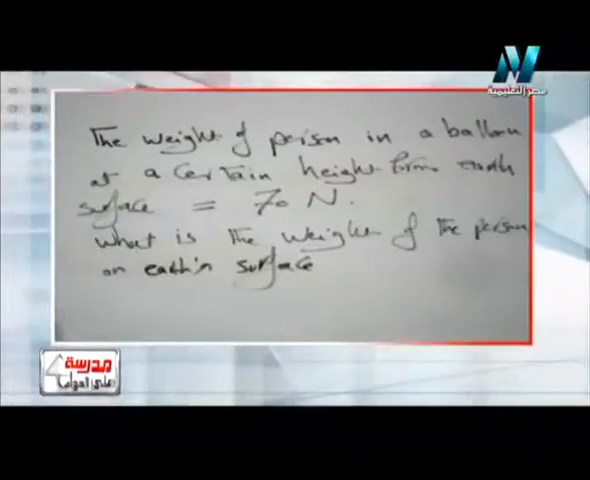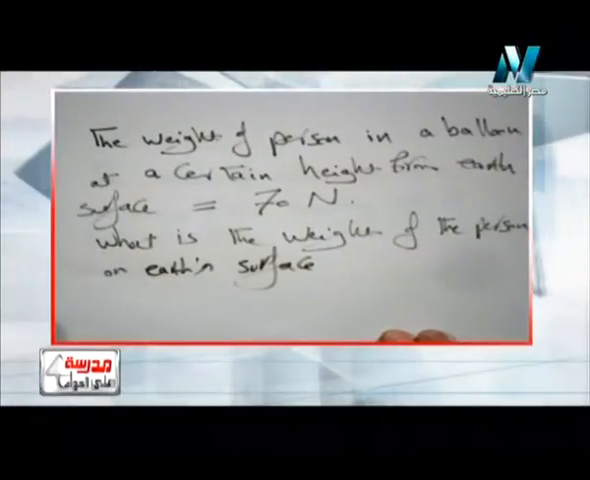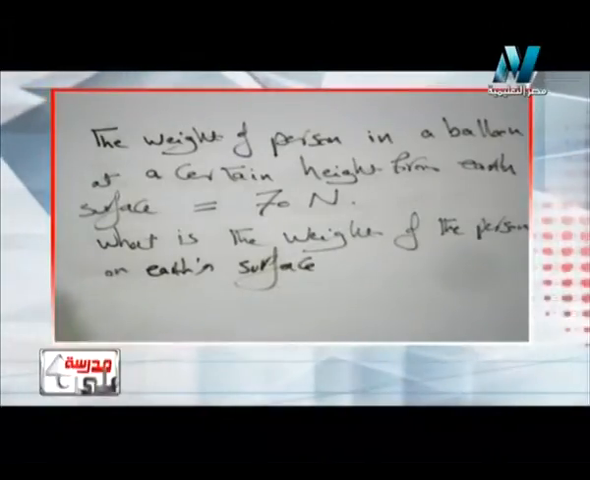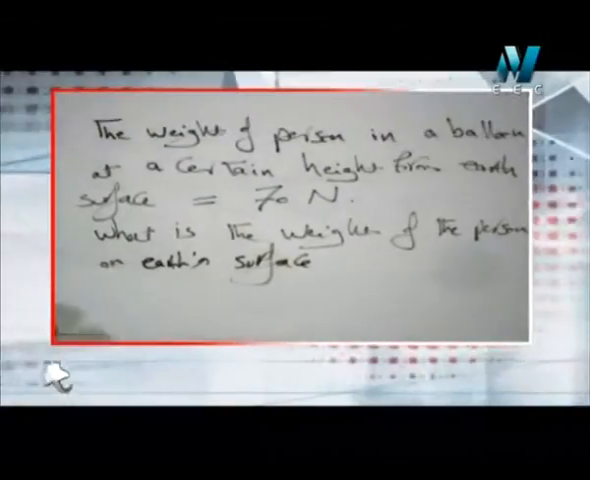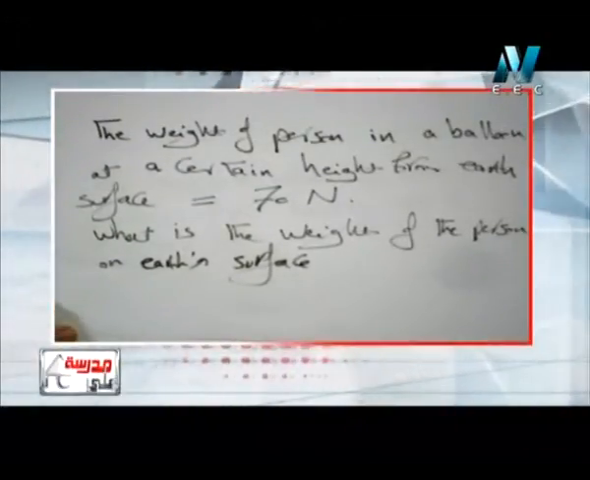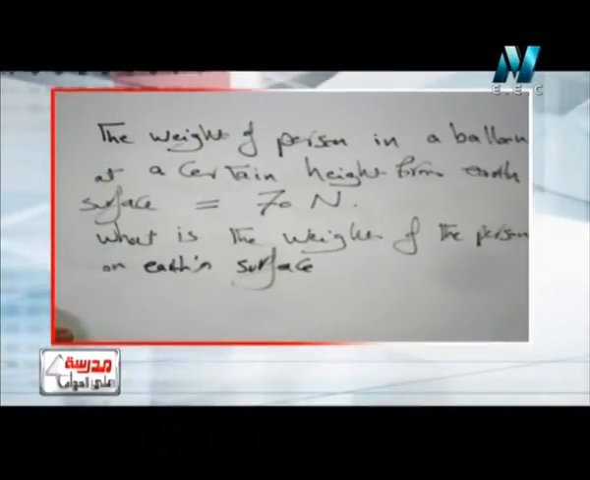Our question from Mustafa says that the weight of a person in a balloon at a certain height from the Earth's surface equals 70 Newton. What is the weight of the person on the Earth's surface? I think the weight on the Earth's surface will be higher. On the Earth's surface we get nearer to the attraction force, nearer to the equator, so the weight will be more than 70.